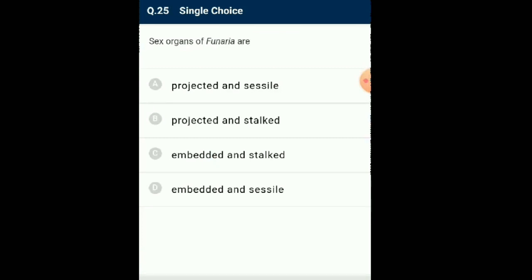The predominant phase in the life cycle of bryophyte is haploid and it is called gametophyte. The gametophyte forms gametangia called antheridia for production of male gametes and archegonia for the production of female gametes. So the answer for this question is option B. Protected and stalked.